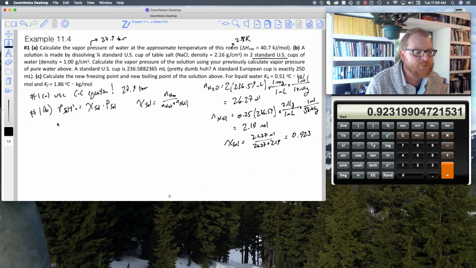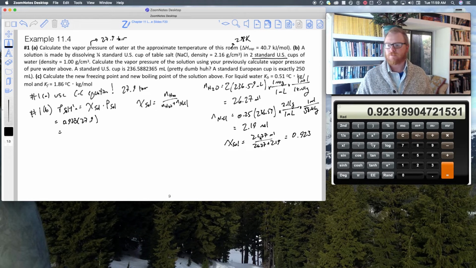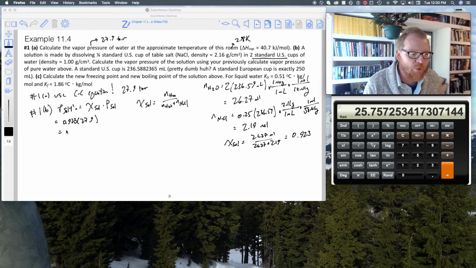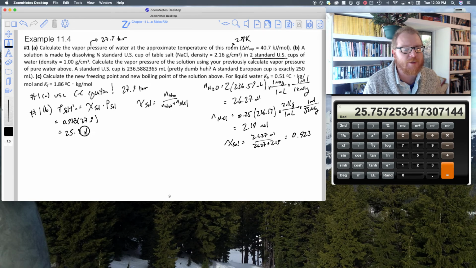So B is just 0.923 times 27.9. So let's see, that times 27.9 equals, and a pretty significant amount of vapor pressure lowering, 25, let's say 0.8 torr for answer 1B.